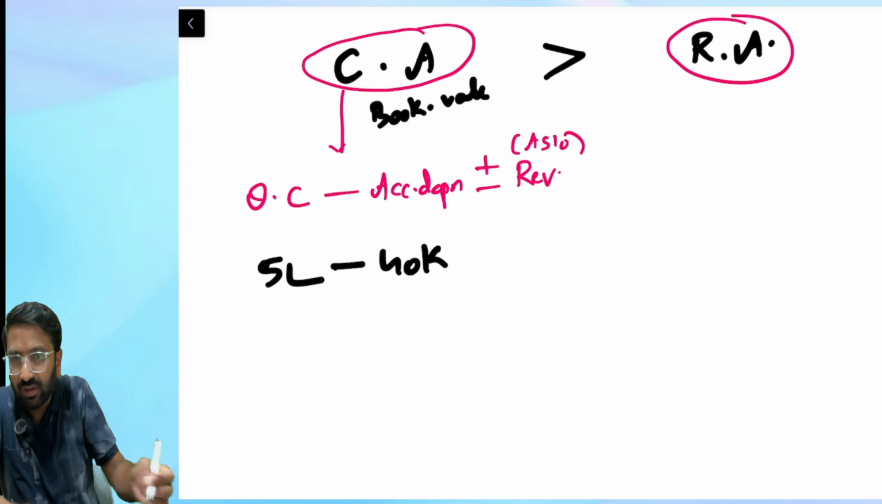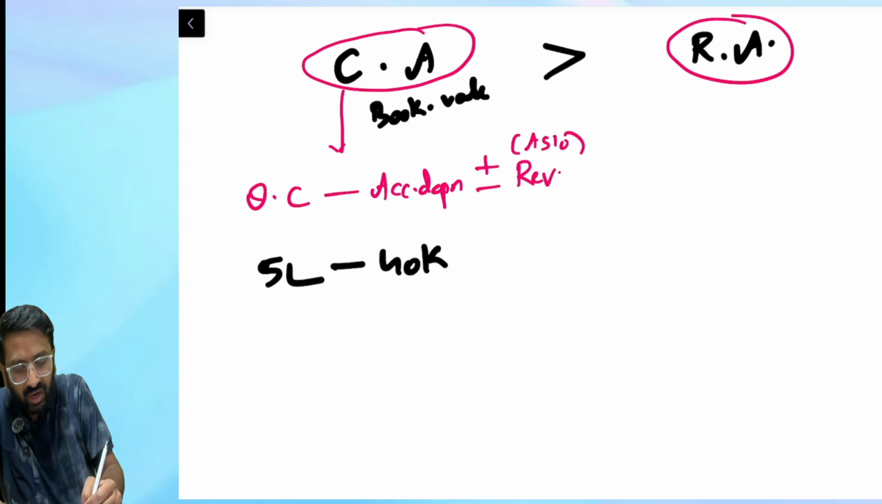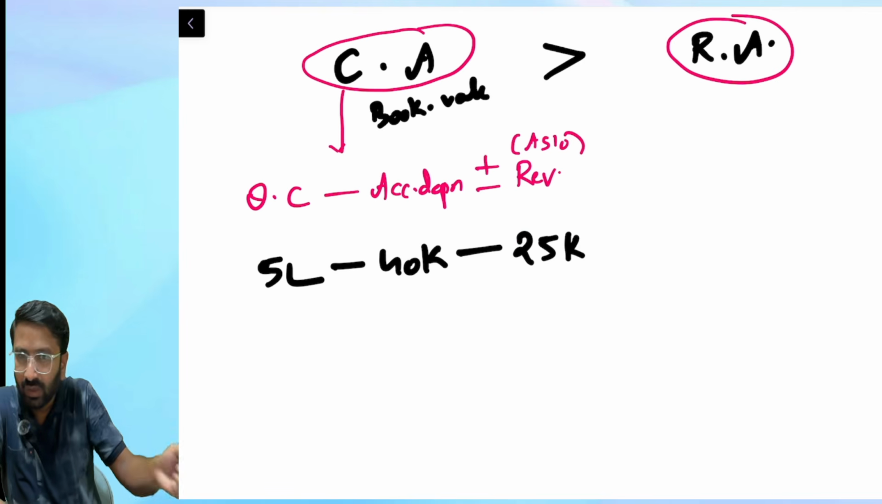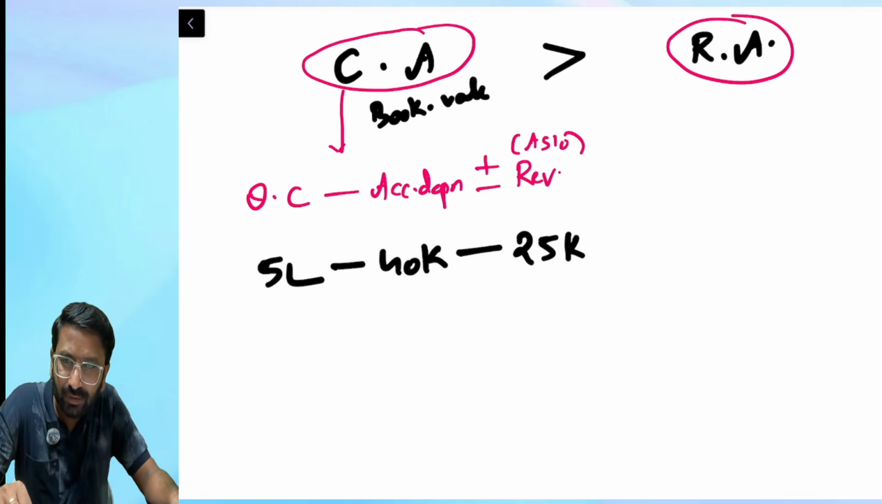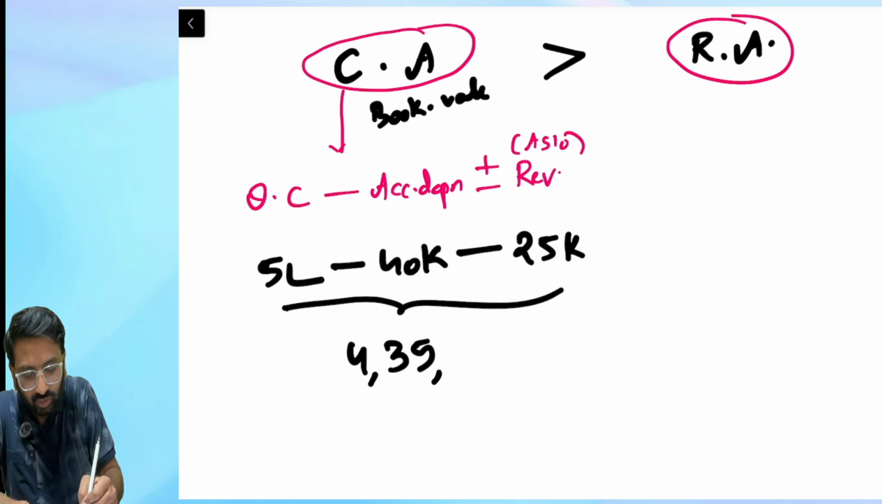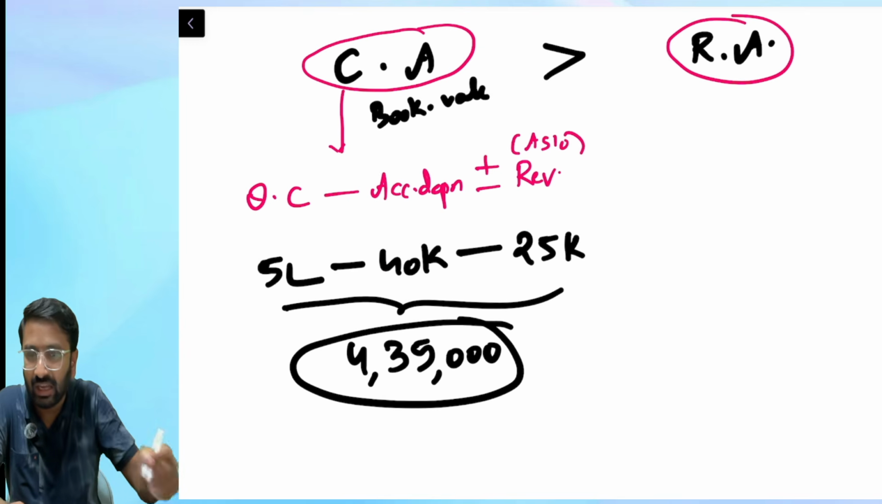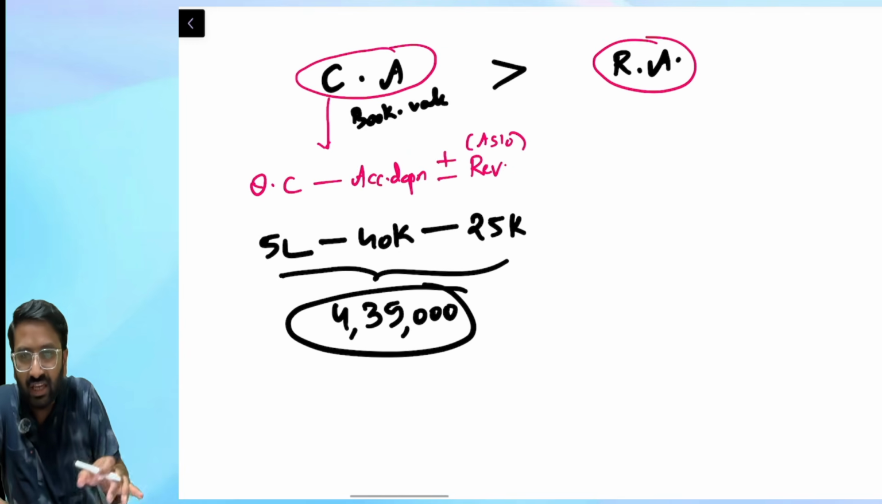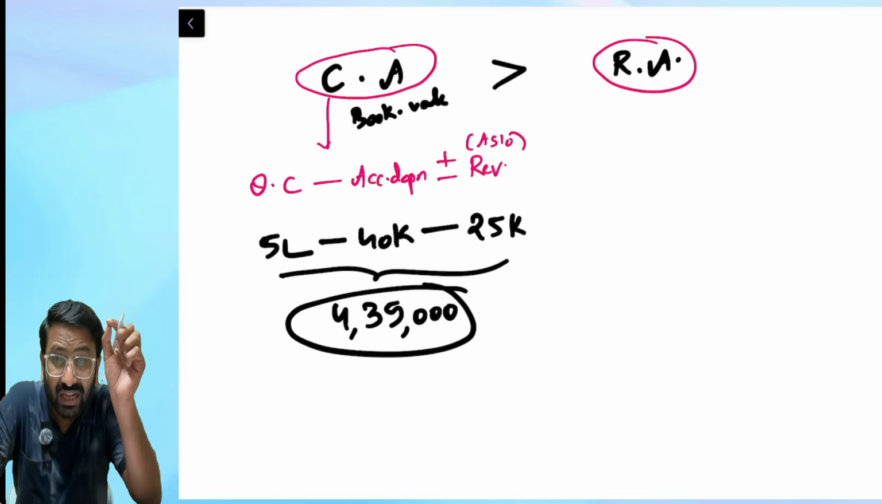Accumulated depreciation till now is 40,000. And in the previous year, we have done downward revaluation of 25,000. So cost minus depreciation minus downward revaluation will give me 4,35,000, and this is called the carrying amount.